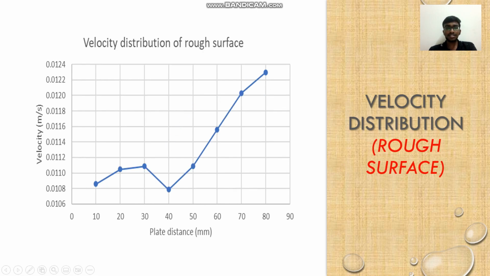For the rough surface, there is an increment at first from plate distance 10, and then a decrement at 40. Then we can see a maximum rise up to plate distance 80 mm. So this is basically the velocity distribution for the rough surface.